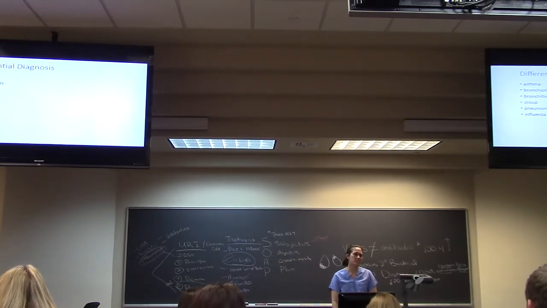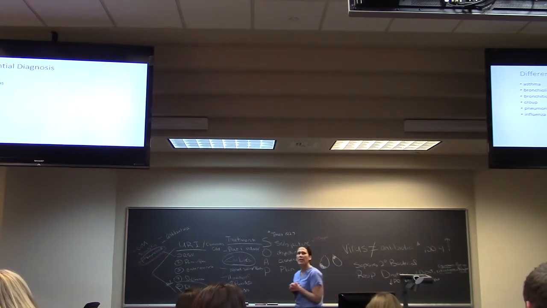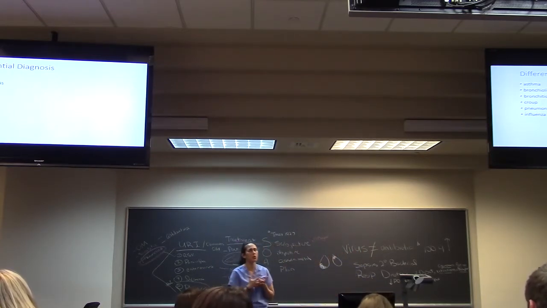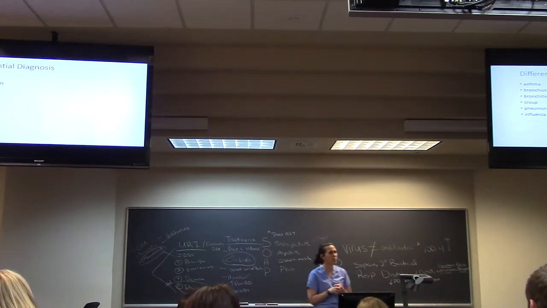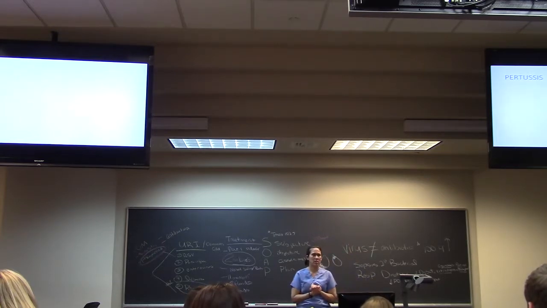Differential diagnosis: asthma, bronchiolitis, bronchitis, croup, pneumonia, influenza. These are all upper respiratory type infections, or they all present the same way for the most part. Okay, pertussis.